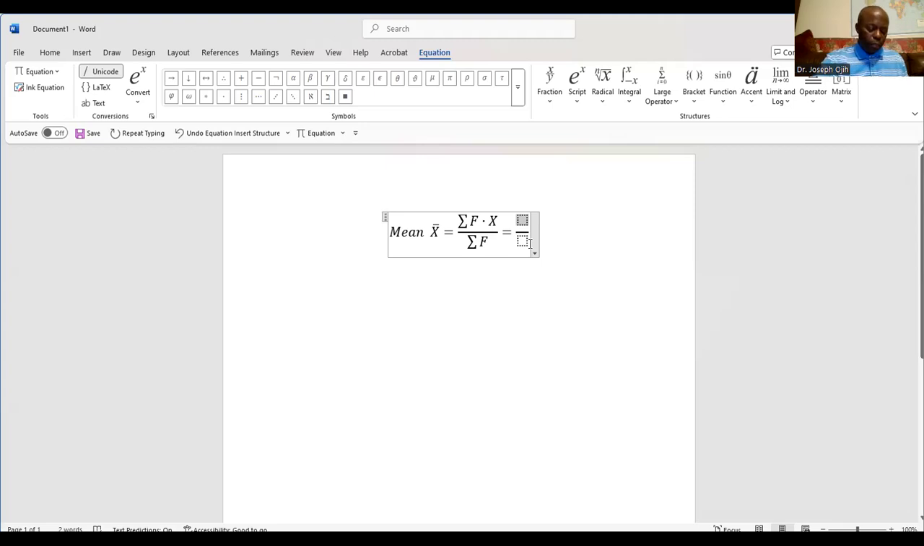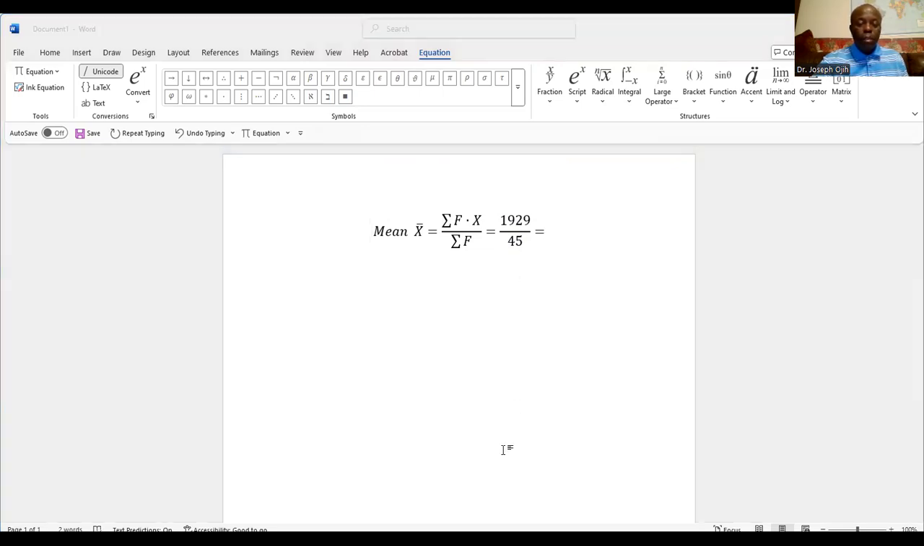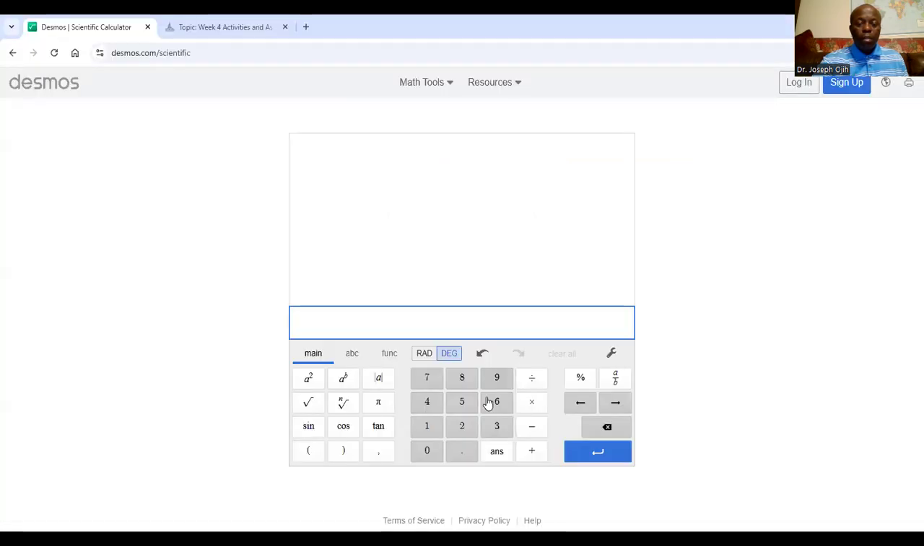So we got 1929 over 45 to give us the mean. So let's do it in the calculator. 1929 divided by 45 gives us 42.9. When you round it to one decimal place, it's 42.9, or I can say 42.86. So let's just use 42.9 billion, which is the average.